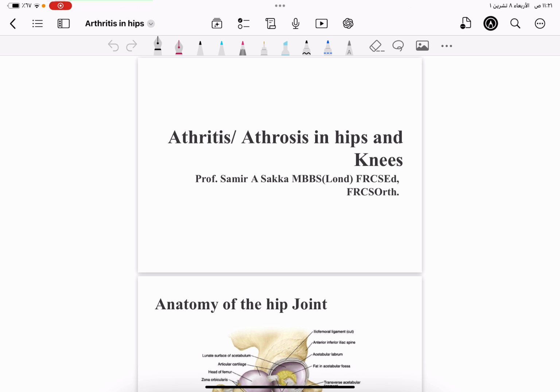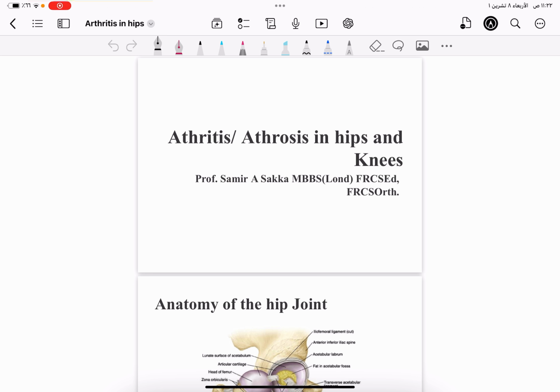That's why most of the new books changed the name to arthrosis. Knee arthrosis instead of knee arthritis. But still both names are used. It's just to make clear in your head what the difference is between them.